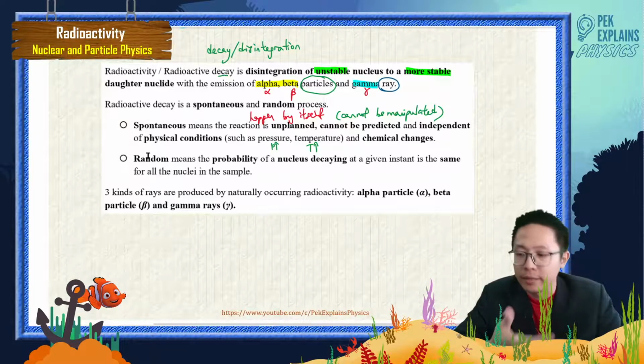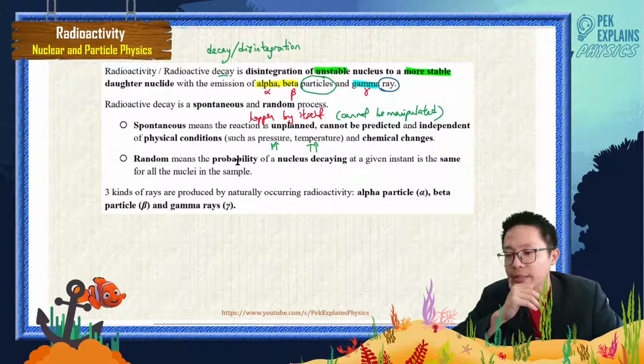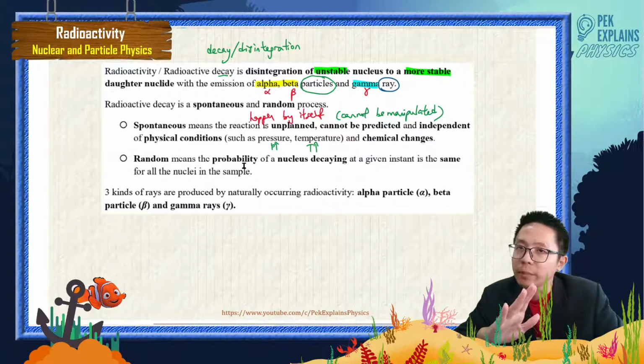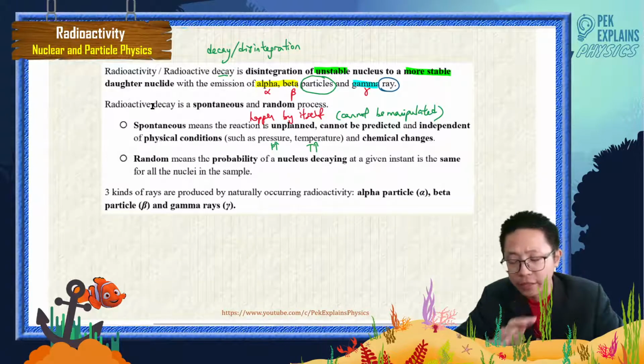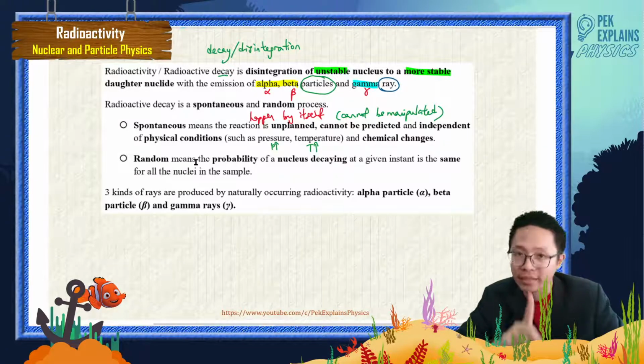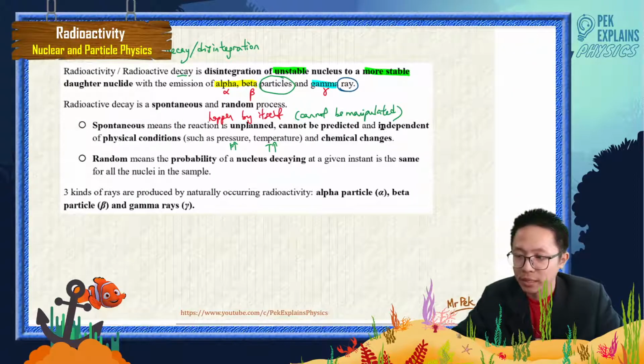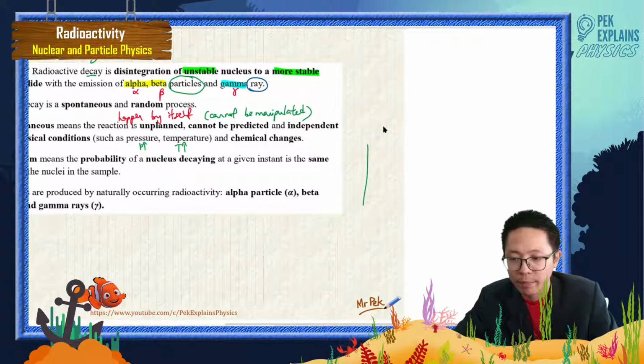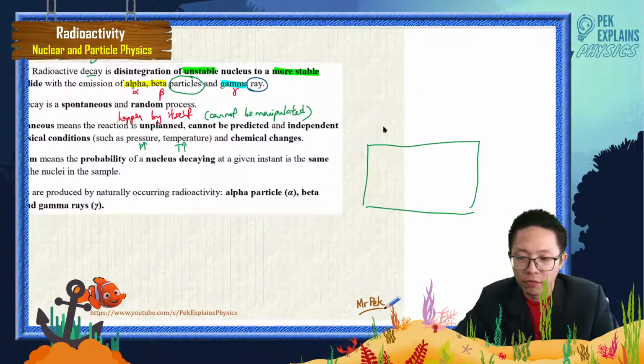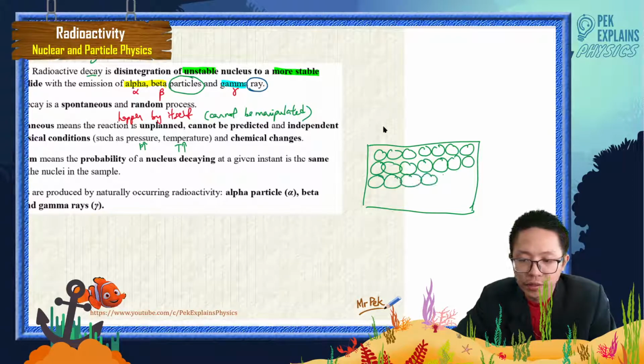Okay, random. What does random mean? Because we are talking about radioactive decay, it does not involve just one atom, it involves many atoms. Let's say we have a sample of a radioactive element. It has many atoms, and let's say all these atoms are radioactive. I couldn't finish drawing.